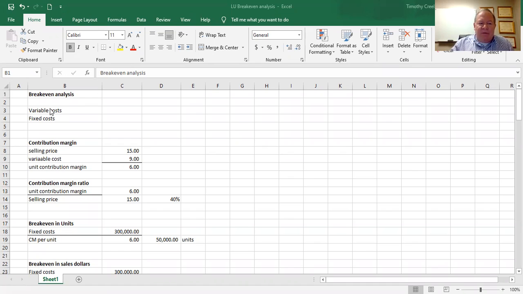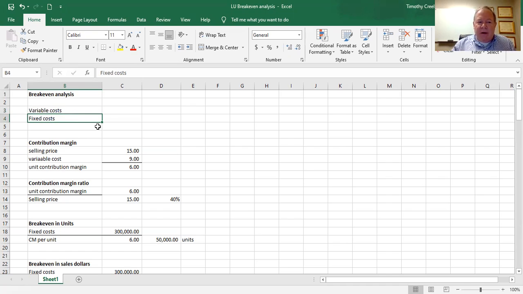It starts off with a discussion of two important elements: variable cost and fixed cost. Now, variable costs are costs that are based on activity. As activity goes up, variable cost goes up. As activity goes down, variable cost goes down. A lot of times you'll see variable cost as direct materials and direct labor. The more of a product you produce, the more direct labor and direct materials you're going to use. The less you produce, the less direct materials and direct labor you're going to use. So variable costs are based on activity.